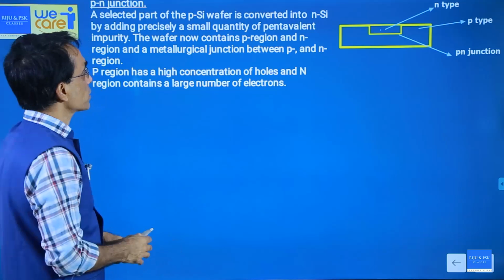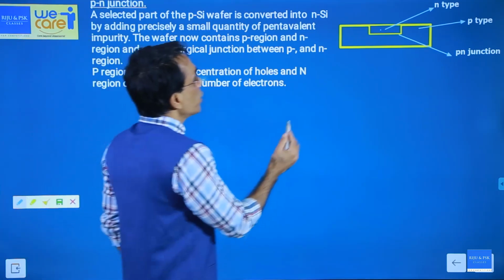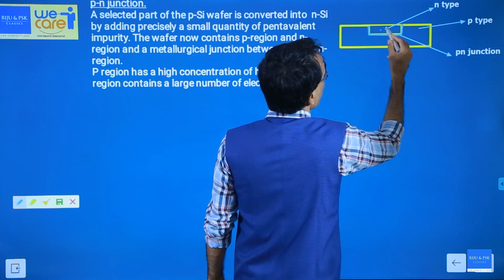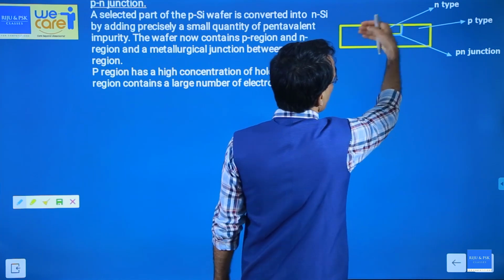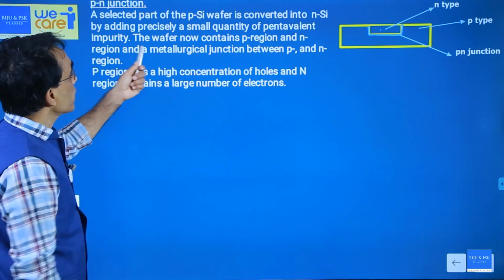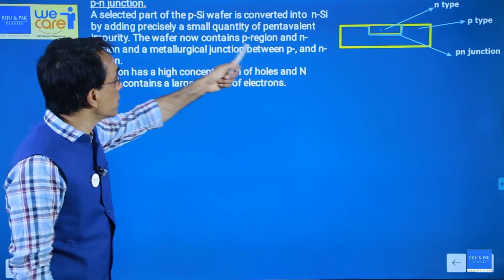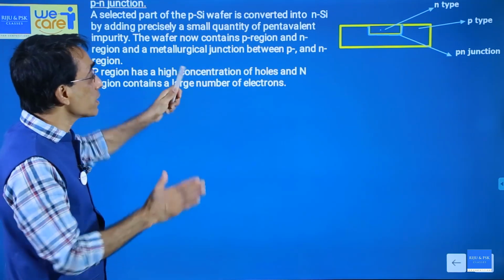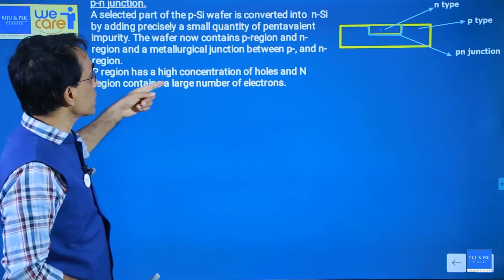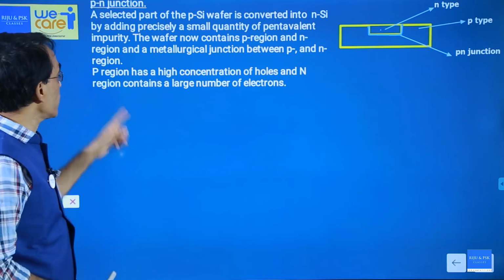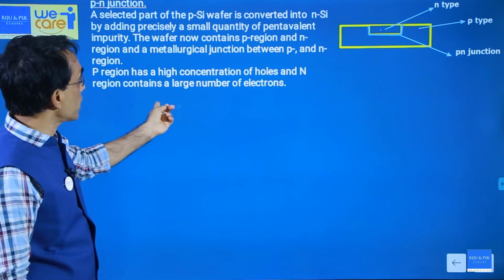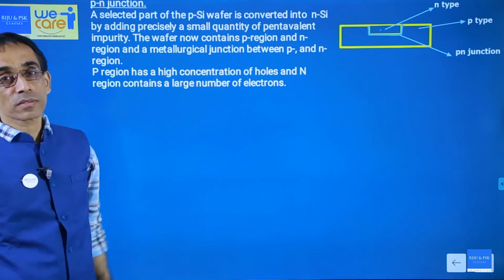This is done like an industrial process. Then you will see this line, this separation. What is that? That will have n-type material on one side and p-type on the other side. That becomes a p-n junction. The wafer now contains a p region and an n region and the metallurgical junction between n and p. That junction is what we call a p-n junction. The p region has a high concentration of holes and the n region contains a larger number of electrons.